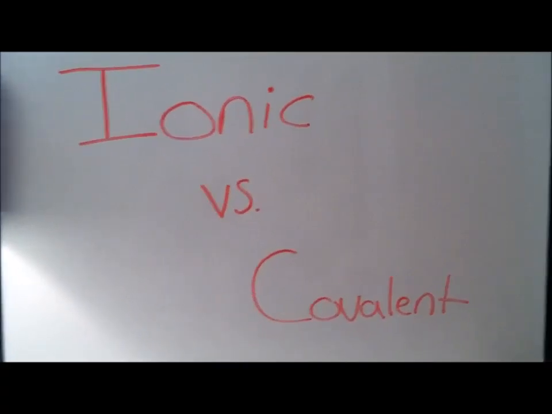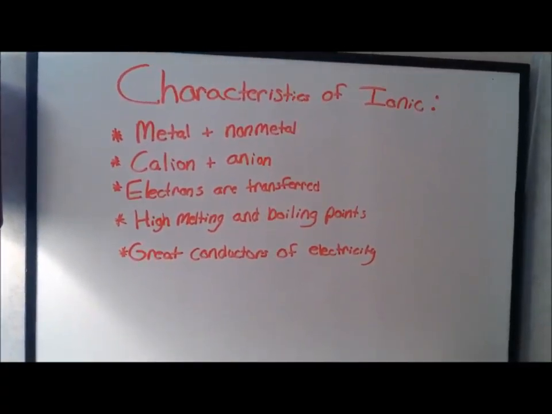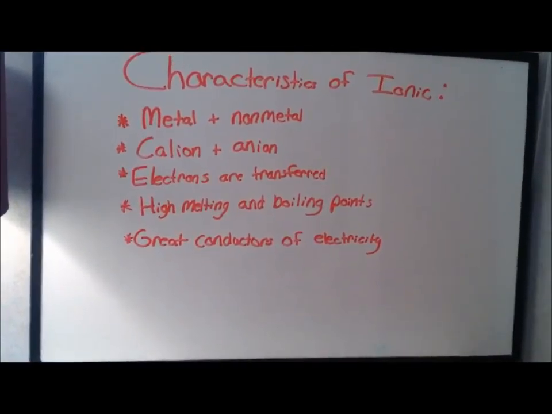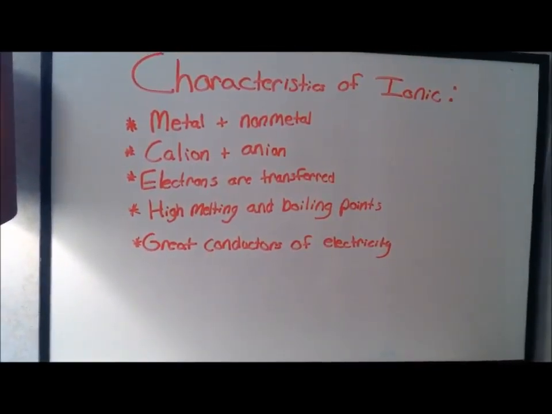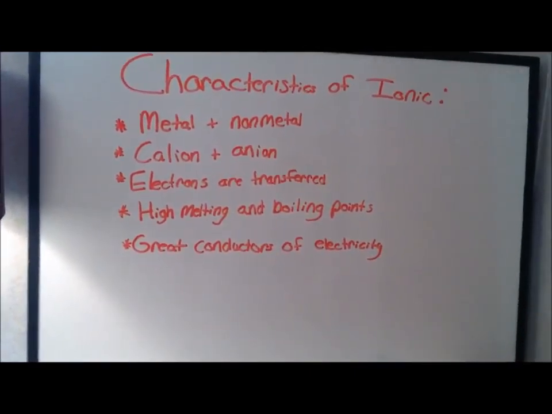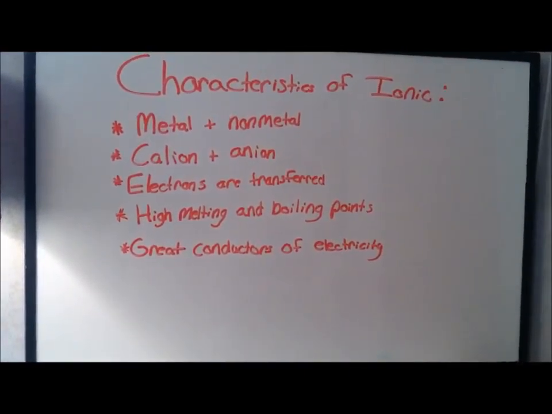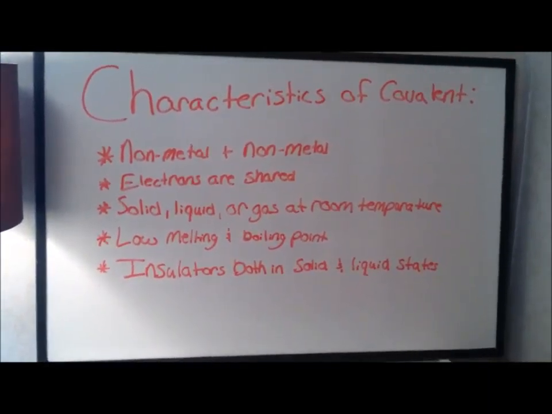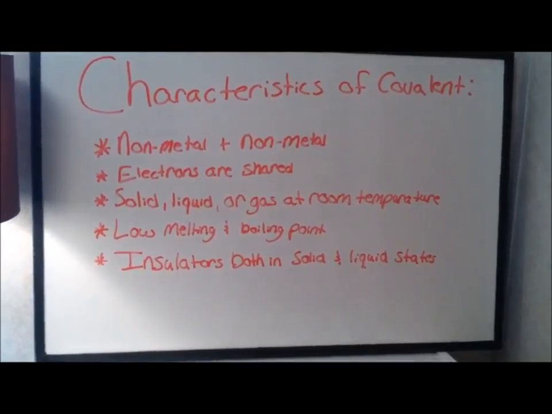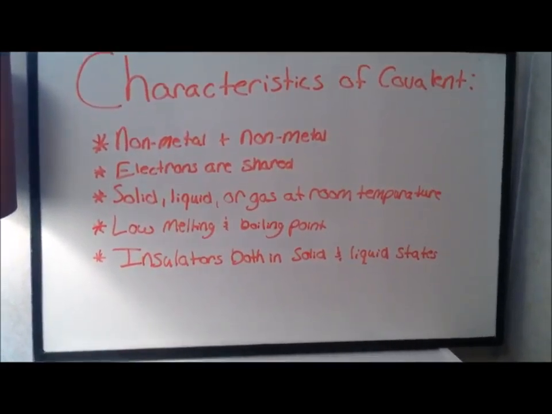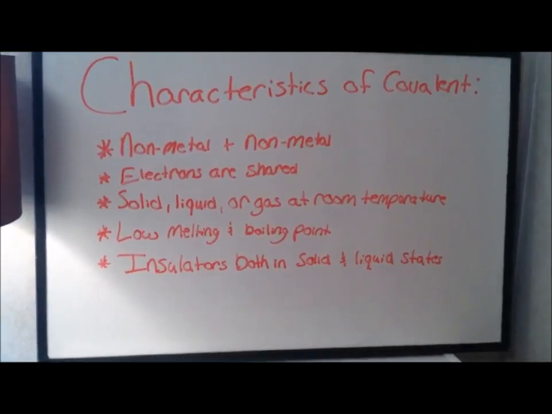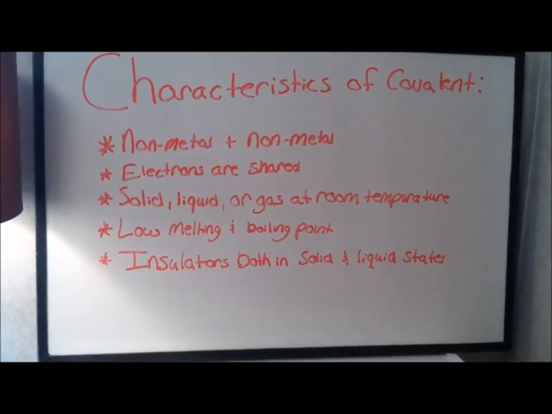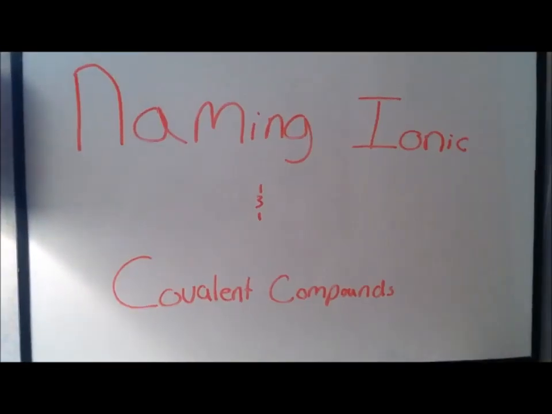Ionic versus covalent. The characteristics of an ionic compound include metal plus nonmetal, cation plus anion, electrons are transferred, high melting and boiling points, and they are great conductors of electricity. The characteristics of a covalent compound include nonmetal plus nonmetal, electrons are shared, solid, liquid, or gases at room temperature, low melting points, and they are insulators in both solid and liquid states.